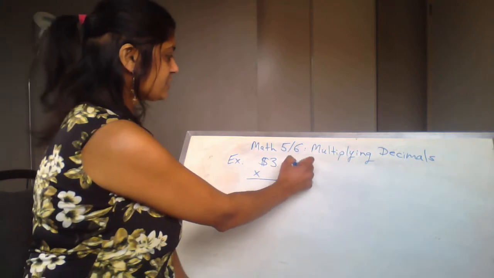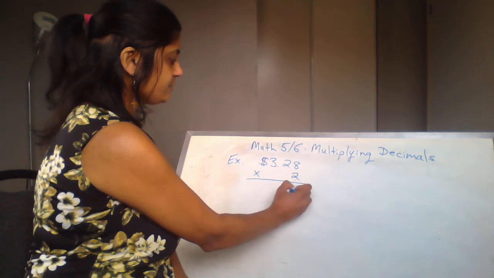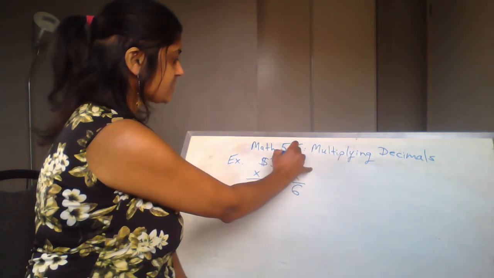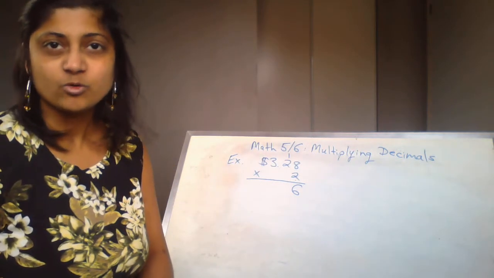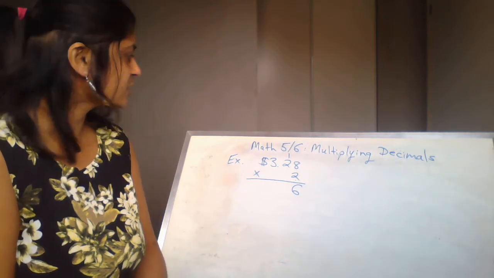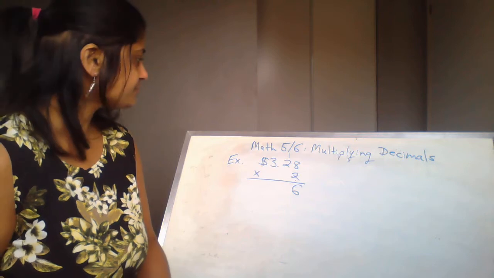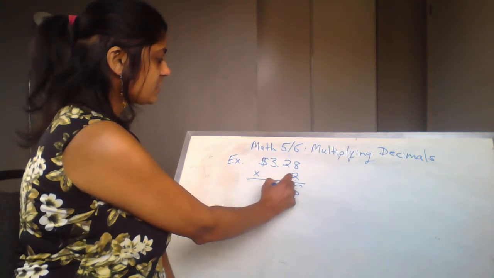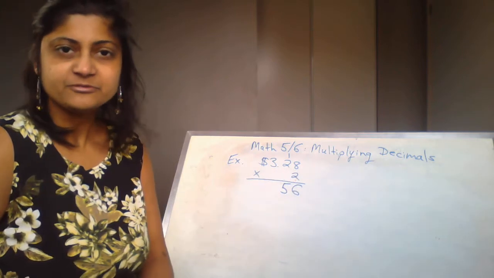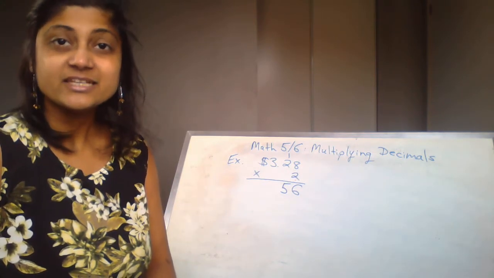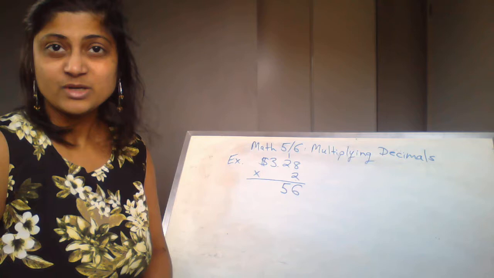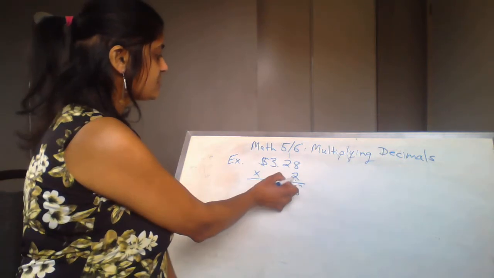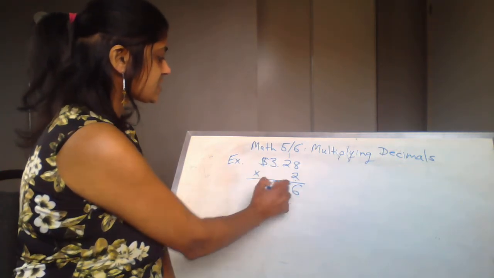So start off with this. We're going to do 8 times 2, so 16. Put the 6, and I'm carrying the 1 over to the tens column here. I'm going to do 2 times 2, which is 4, plus 1, which is equal to 5, all right? And then lastly, we're going to multiply the last two numbers. I'm going to do 2 times 3, which is equal to 6.